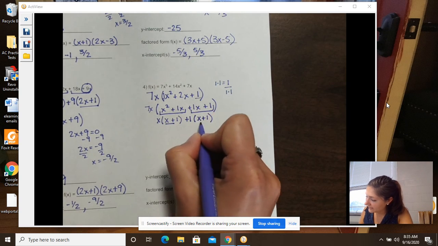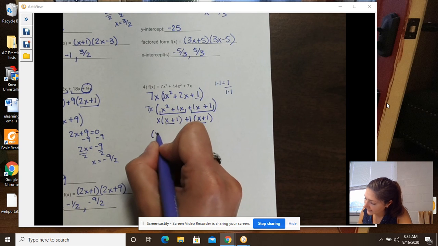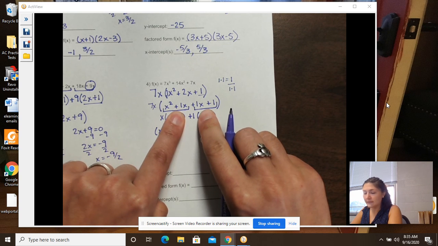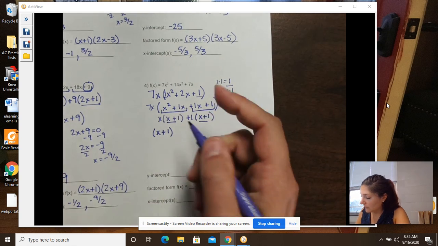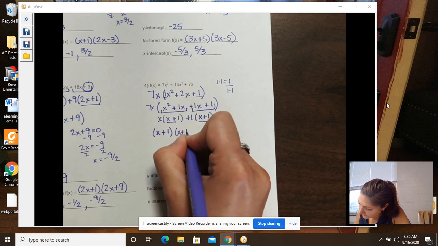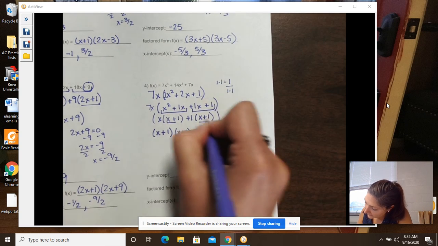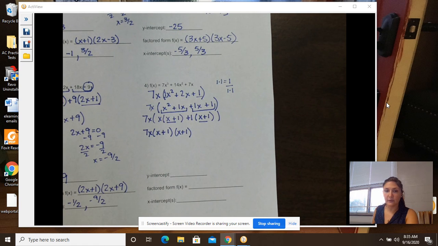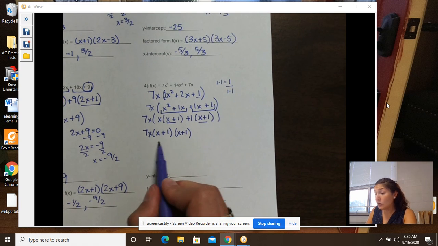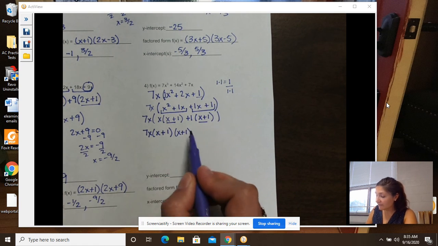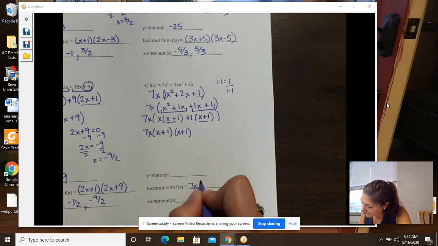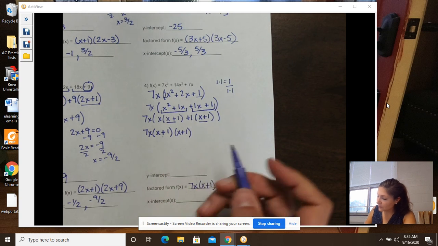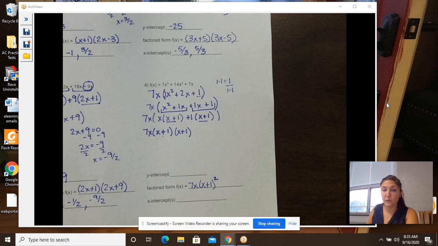Now my stuff in parentheses is the same. So that acts like my new GCF. And then my other factor is the stuff that's left over. So x plus 1. And then don't forget that we still had our 7x hanging out in front here, that GCF that we pulled out at the start. I have no more x squareds, so this is my factored form. 7x times x plus 1. And then since I have the same factor twice, I can actually write that as x plus 1 squared.